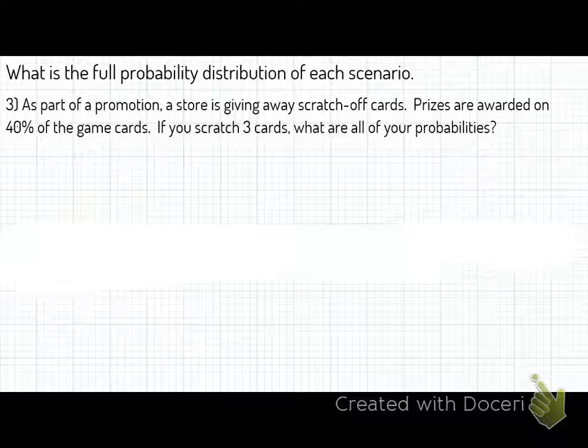1, 2, 3. If you scratch 3 cards, what are all of your probabilities? Meaning, what's the probability of you getting 3 wins? What's the probability of you getting 2 wins? What's the probability of you getting only 1 winning card? And what's the probability of you not winning at all? Okay? Here we go. This one we're working on together, so let's start writing in your notes.